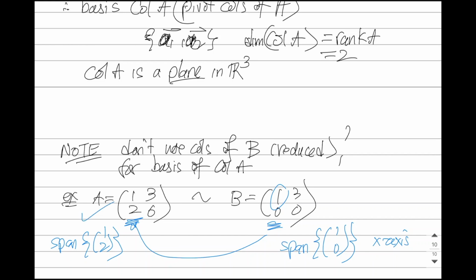Finding the basis of the column space is easy. You take your system, you row reduce it, and you find the pivot columns. Take the columns that correspond to those from your original matrix A, and you've got it.